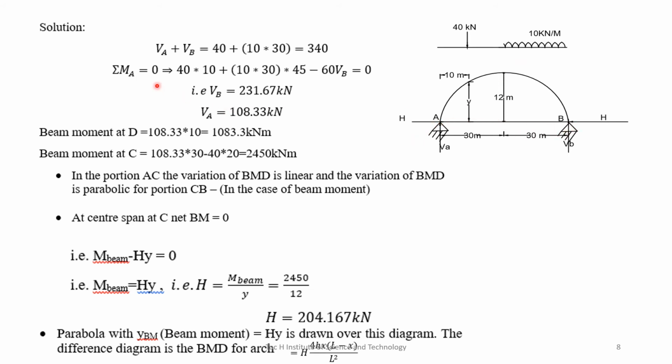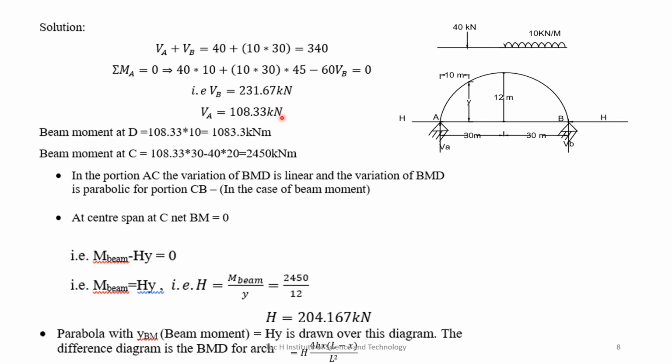Sigma MA equal to 0 implies 40 into 10 plus 10 into 30 into 45 minus 60 into VB equal to 0. That implies VB equal to 231.67 kilonewton and VA equal to 108.33 kilonewton. So now you have the values of VA and VB.